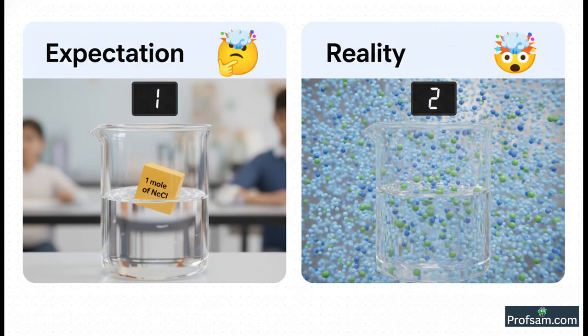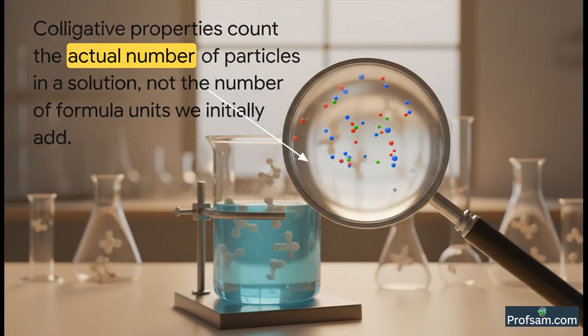Think about it. We put in 1 mole of salt, so naturally we expect the effect of 1 mole of particles on the freezing point. But the solution is behaving as if we have added 2 moles of particles. This gap between expectation and reality is the main point of our mystery. This isn't an error in our experiment or a mistake in our measurement. It's actually a clue. The colligative properties are telling us the truth. They are showing us the actual number of particles floating around in the solution, which is different from the number of molecules we thought we added.